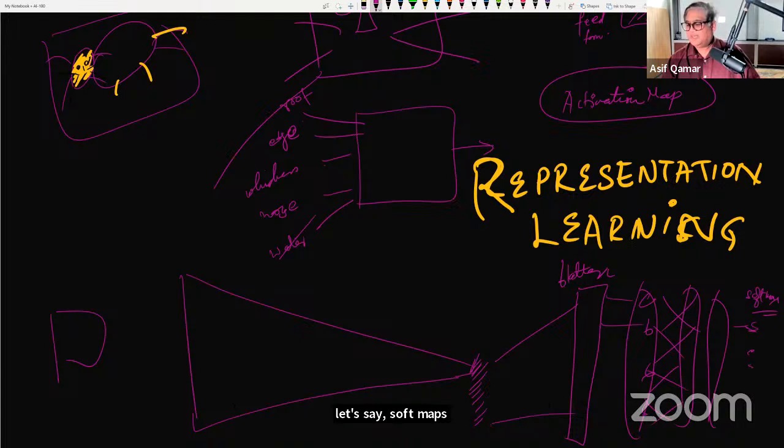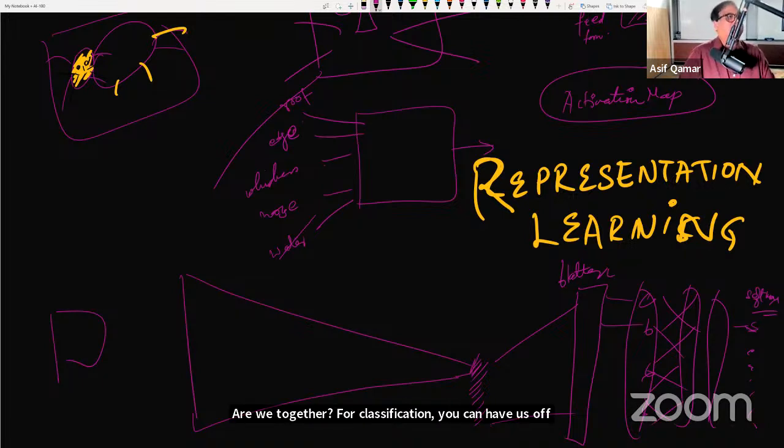Are we together? For classification, you can have a softmax. But first of all, won't that add compute? And secondly, what is the benefit of that? So won't they add compute?